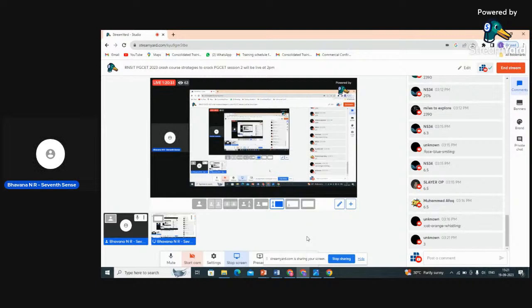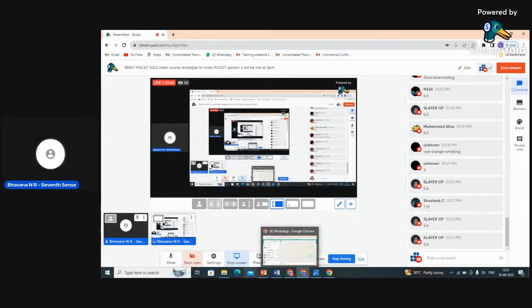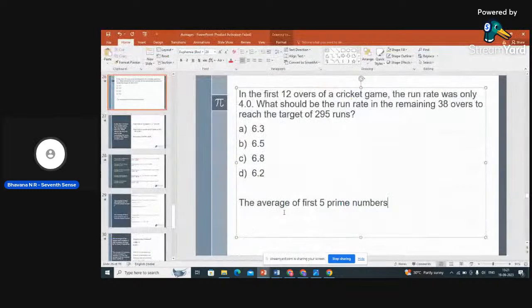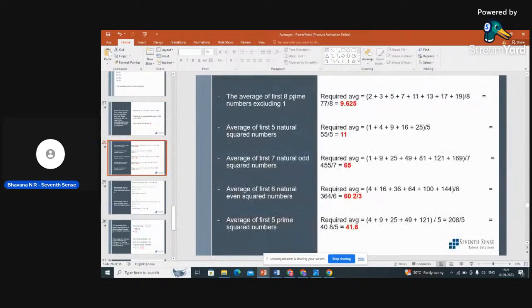So what is the average of the first five prime numbers? Which numbers did you guys add here? 1, 2, 3, 5, 7, and 1, 2, 3 plus 5 and 7 divided by 5.